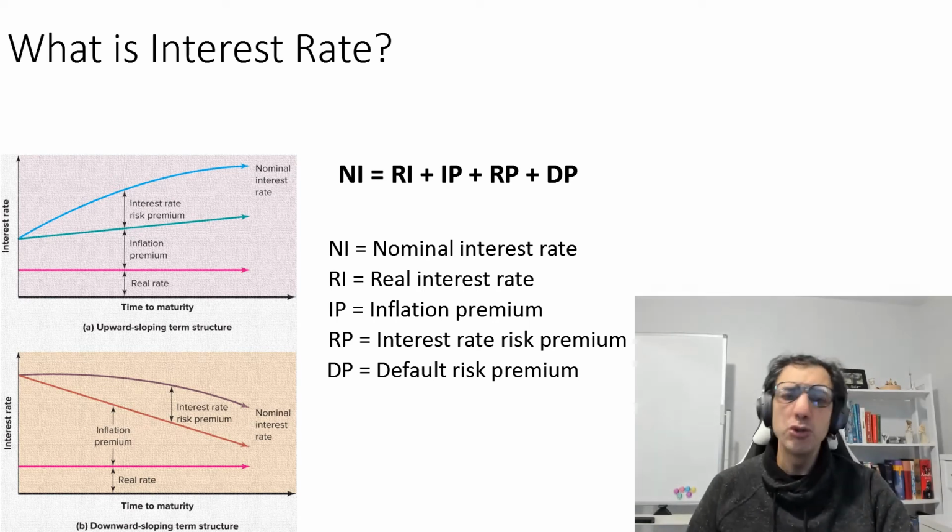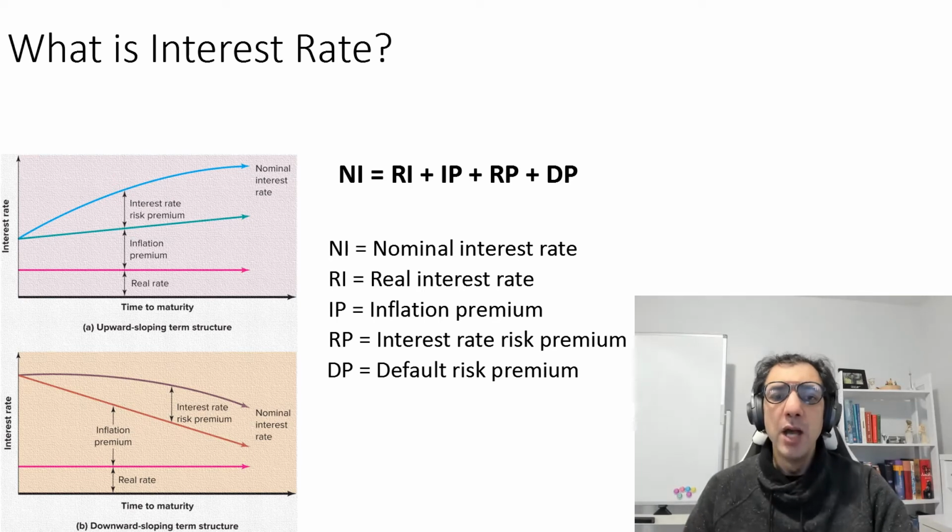And the real interest rate usually is constant over time. But all other factors, actually, they are changing here. Inflation is one of the major factors which determine the interest rate. Higher inflation, you expect to have a higher interest rate.